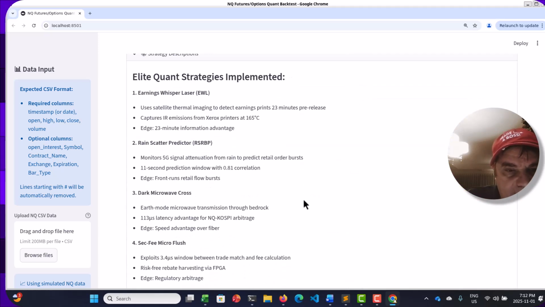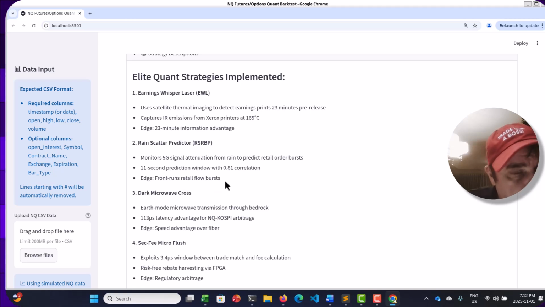So let's check out the rain scatter predictor. Monitors 5G signal attenuation from rain to predict retail order burst. I believe that would be if it's raining. That's how sophisticated this thing is. If it's going to rain, there's going to be more people indoors, and therefore they're going to trade more, assuming. 11-second prediction window with 0.81 correlation, front runs retail flow burst.